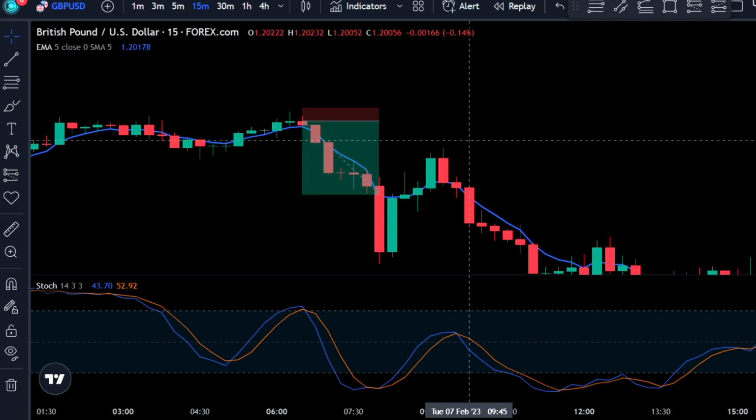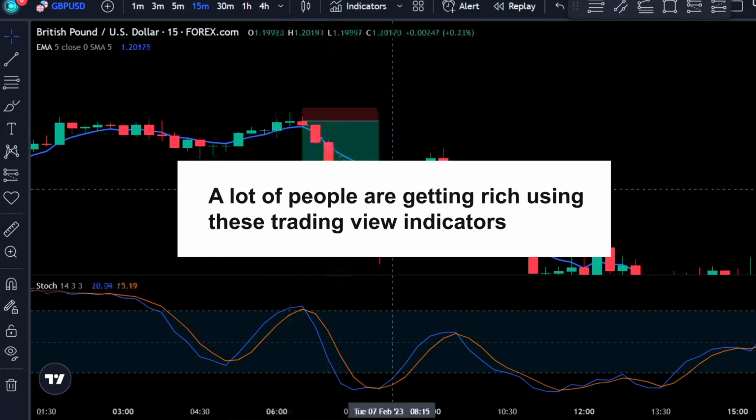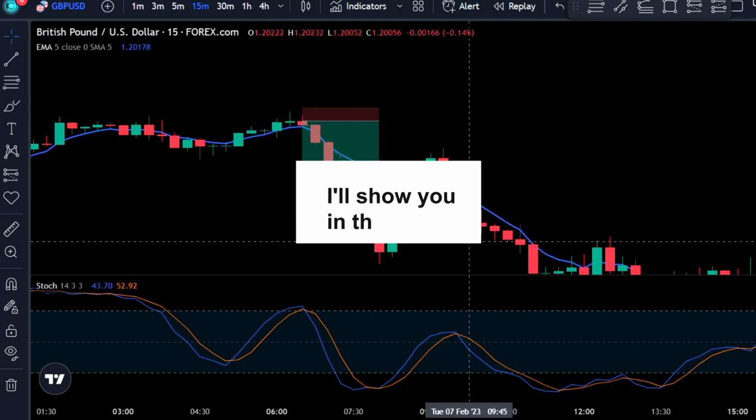Today I am so excited to show you some of the best TradingView indicators that will help you make a lot of money in the next few years. A lot of people are getting rich using these TradingView indicators and this simple scalping trading strategy I'll show you in this video.